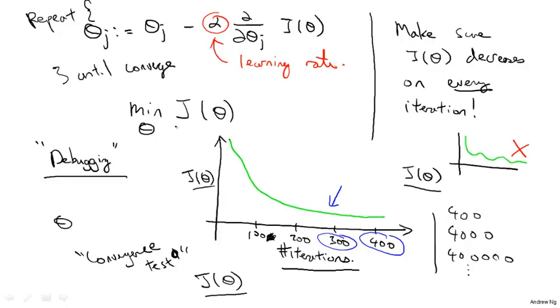So you can use this sort of intuition to derive an automatic convergence test to see when J of theta is going down very slowly or isn't going down much. Although in practice, I would recommend just plotting this and looking at it visually, just to make sure that things are going okay.